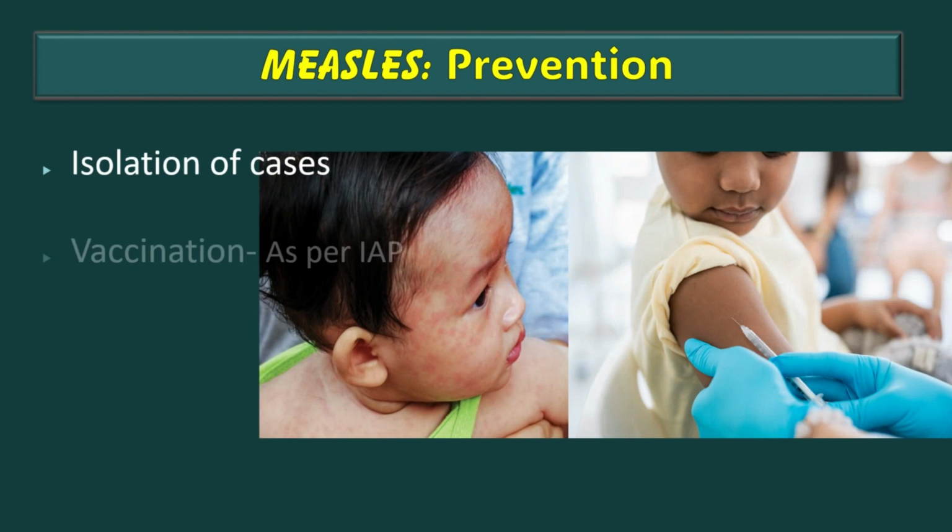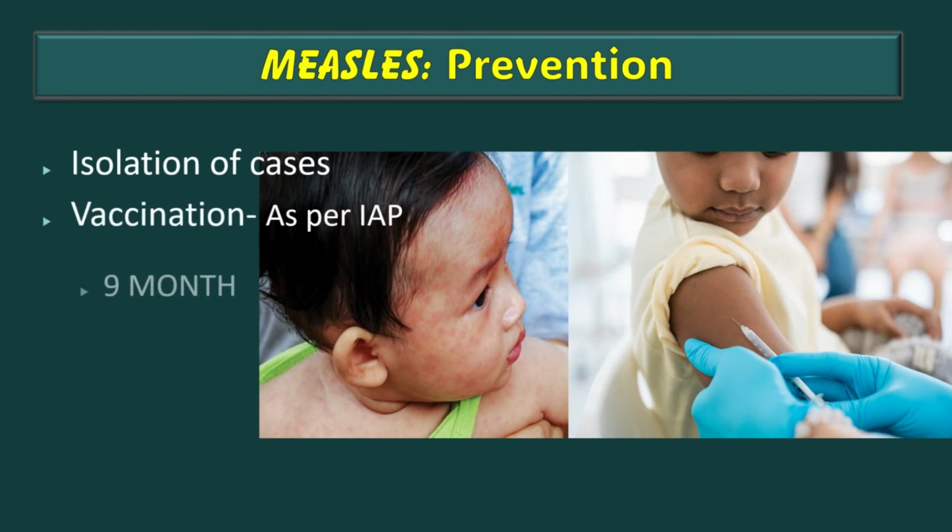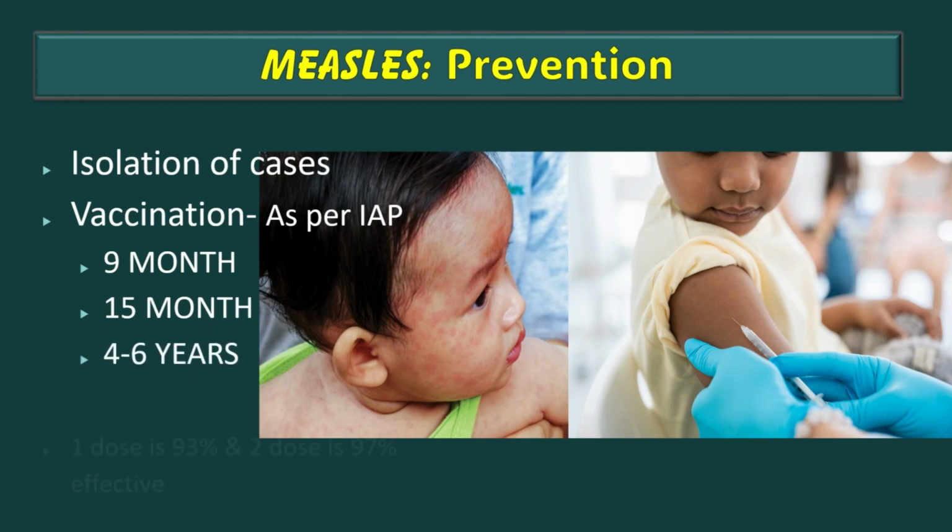Prevention: first is isolation of cases. The affected child should be kept separated from others so that they do not get measles. And vaccination, or pre-exposure vaccination: as per the Indian Academy of Pediatrics guideline, 3 doses of vaccine are to be given. One at 9 months of age, the second at 15 months of age, and the third at 4 to 6 years of age. One dose of vaccine gives 93%, and 2 doses of vaccine give 97% protection against measles.